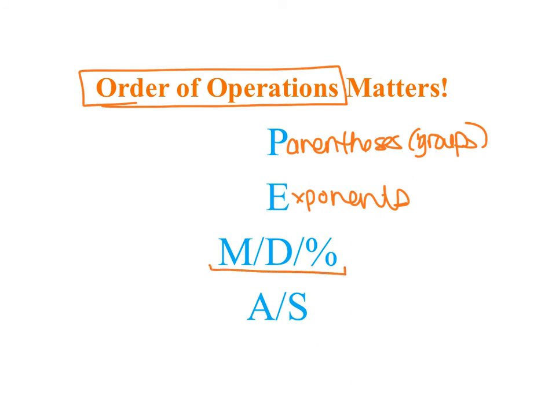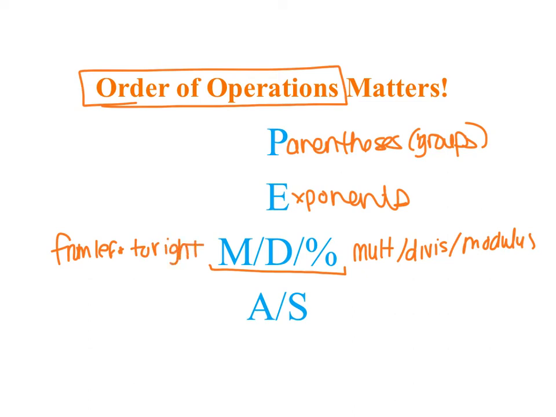The reason I put them on the same line is that we do multiplication, that's the M, division, and the percent sign is the modulus. We do these from left to right. So essentially, once we've exhausted the parentheses and the exponents, we go from left to right, and we do every multiplication, division, or modulus in order. If a division comes first, that happens first. If a modulus comes second, that happens second. Whatever it might be, we move from left to right.